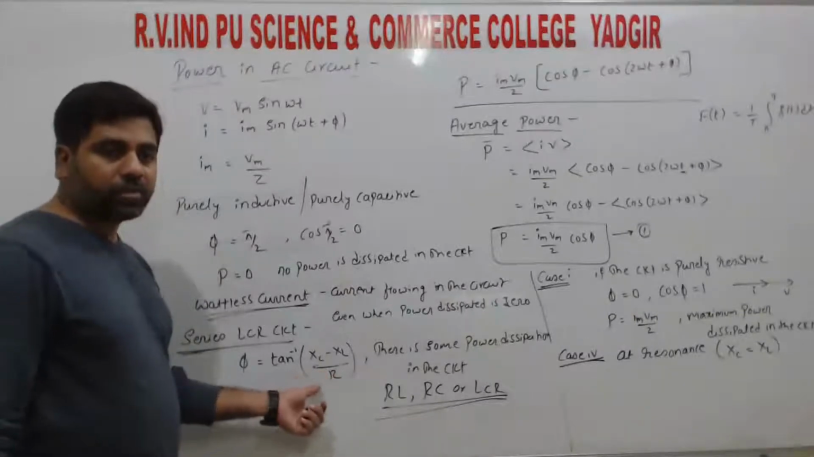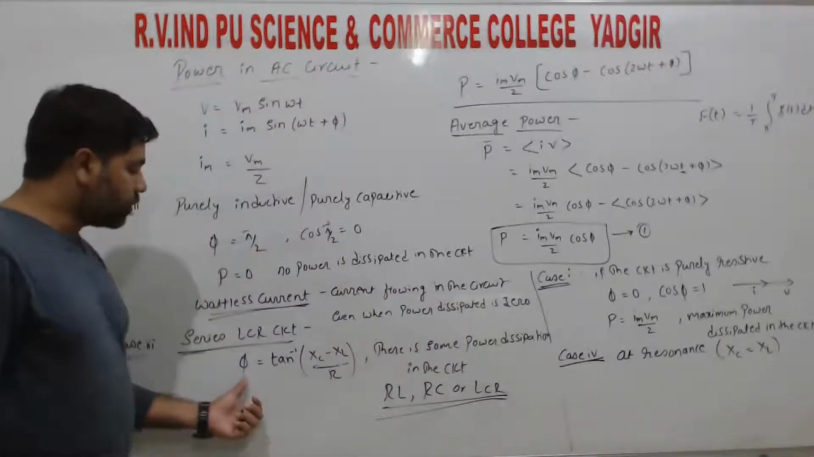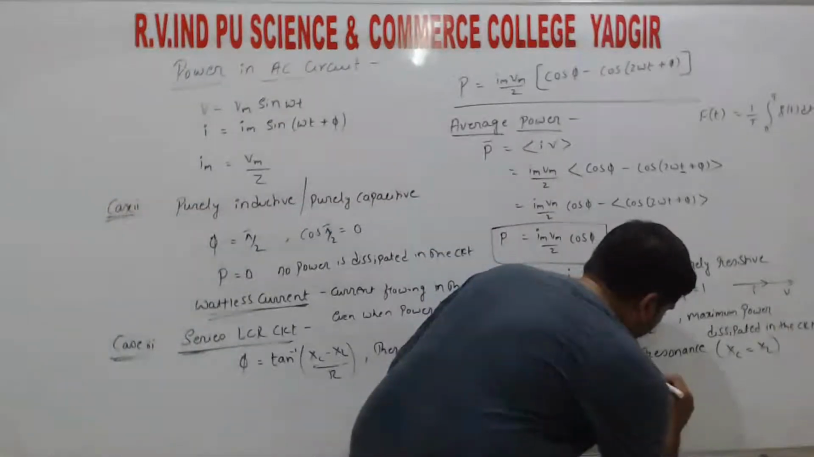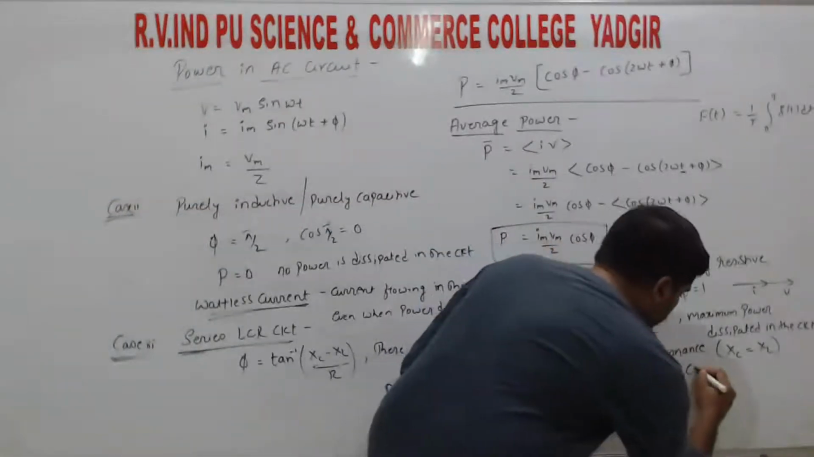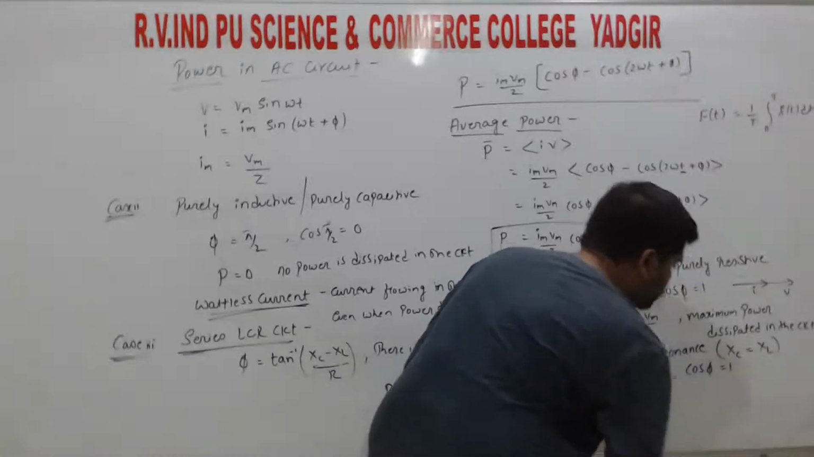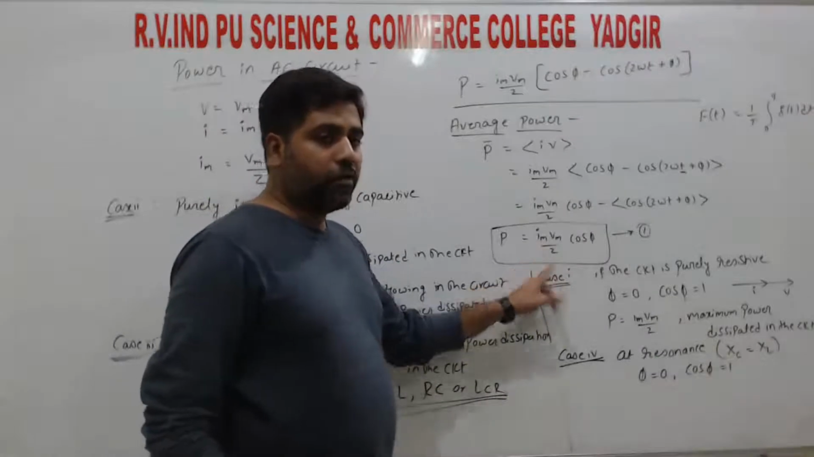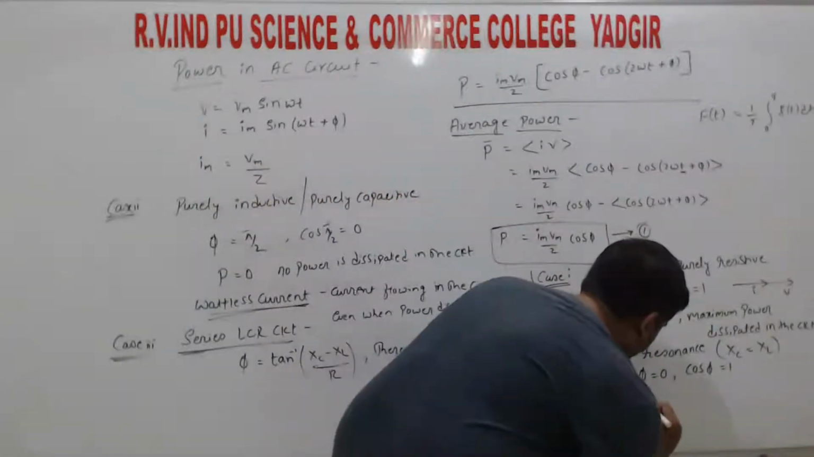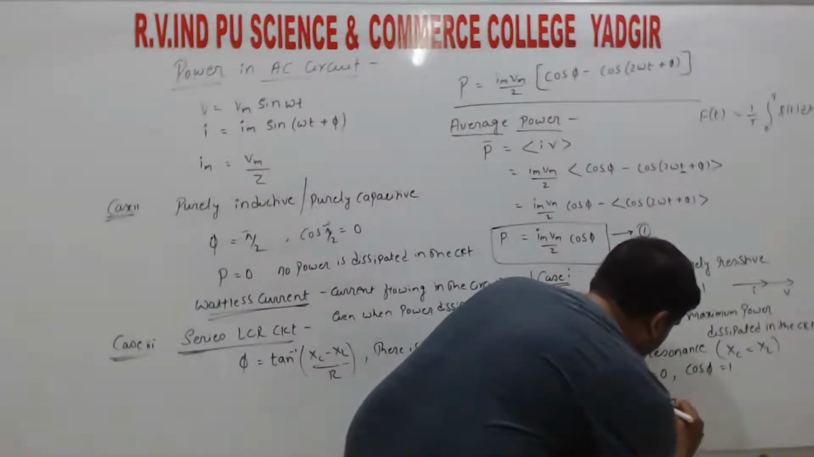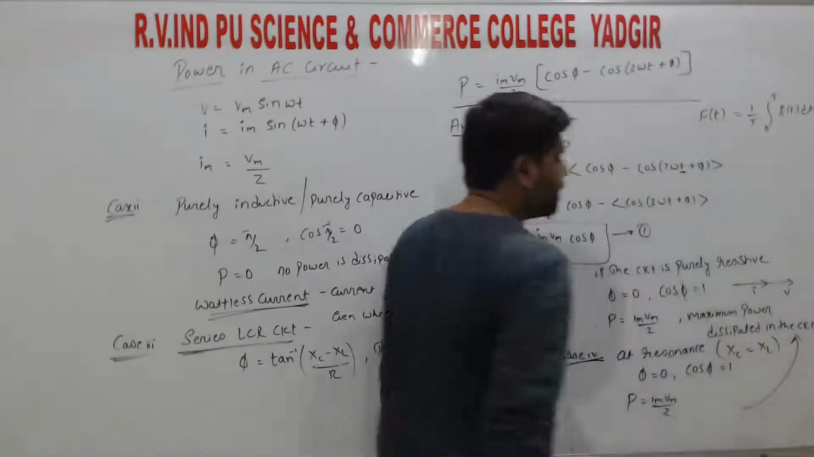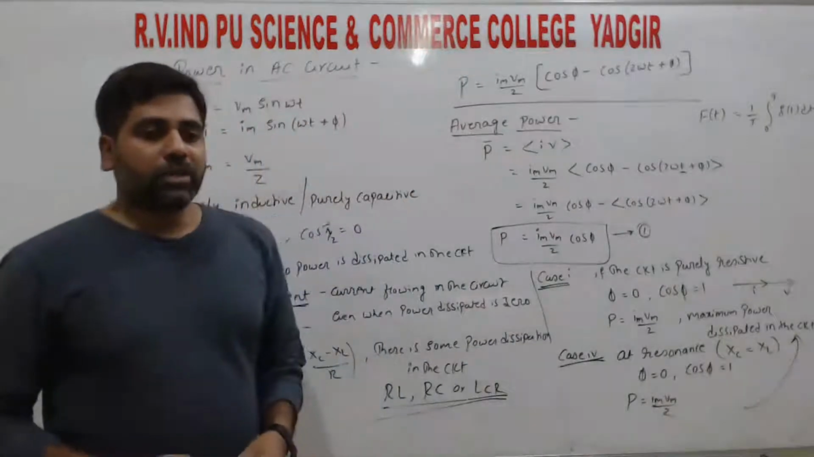Tan 0 is 0, and tan inverse of 0 is also 0. That means what phi value do we get? 0, right? So when phi value is 0, cos phi is equal to 1, right? So 1 into this value, we again get P is equal to Im Vm by 2. So again in this case also there is maximum power dissipation in the circuit.